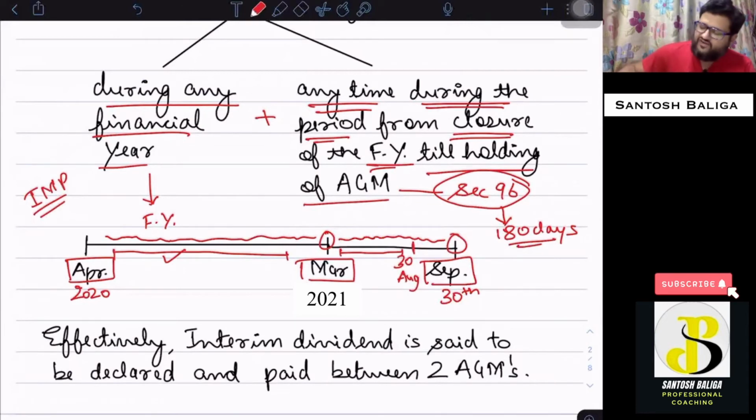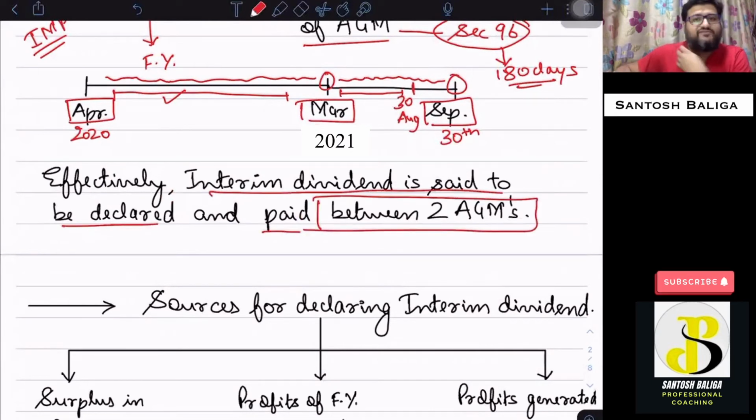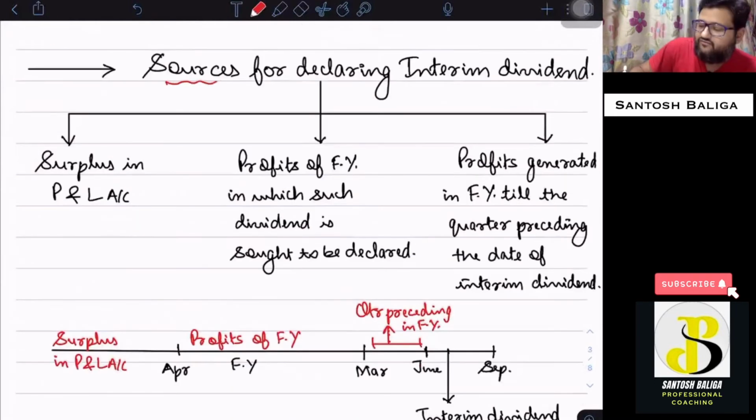Okay. Now, effectively, it is said that interim dividend is declared and paid between two AGMs. See, final dividend is declared at the AGM, but interim dividend is declared between two AGMs. Okay, very, very important from the examination point of view.